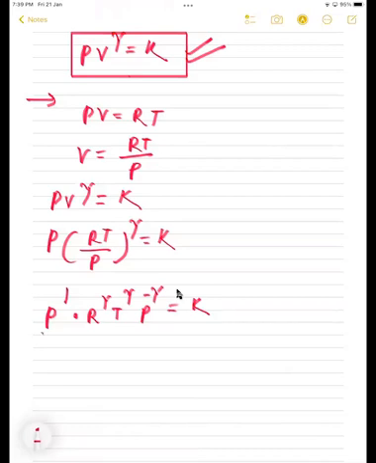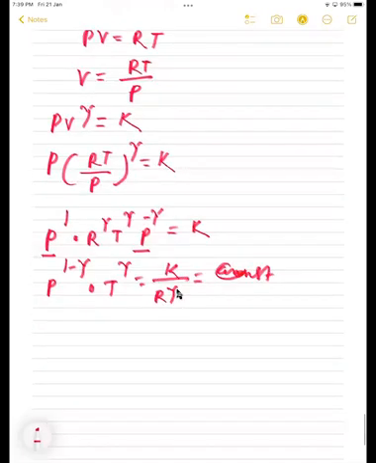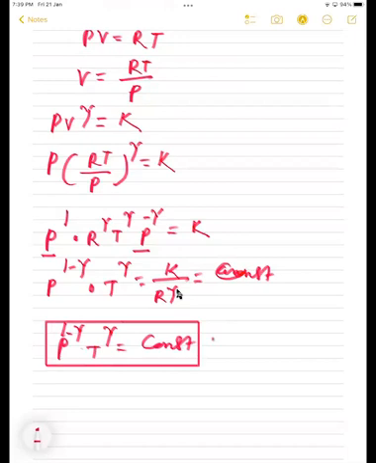Yes or no? So this is P into P to the power minus gamma. So it will be P to the power 1 minus gamma, into T to the power gamma. That will be equal to K divided by R to the power gamma. That is also another constant, right? So you got another relation that we wrote: P to the power 1 minus gamma times T to the power gamma is equal to constant. You got that or not? Correct, students? Yes.